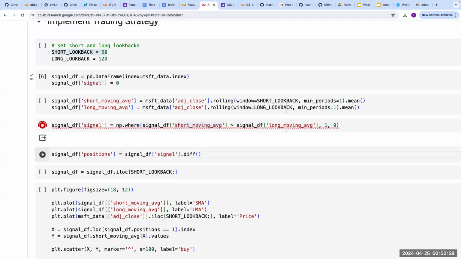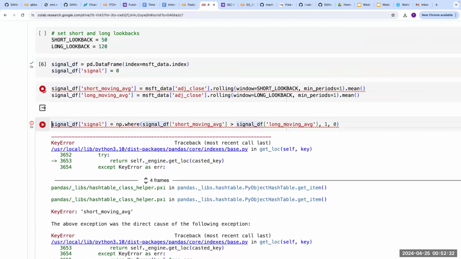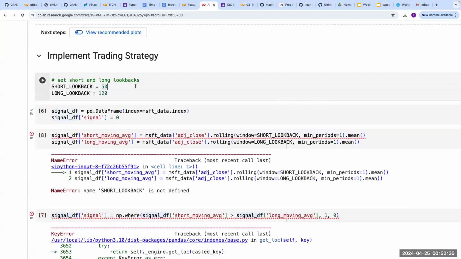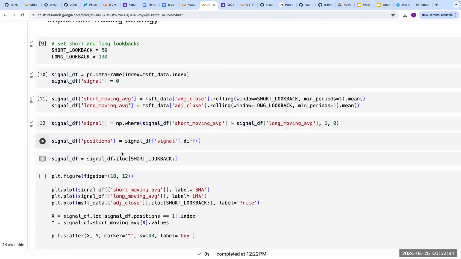So let's, oh, short term. Okay, I didn't run the previous. Okay.